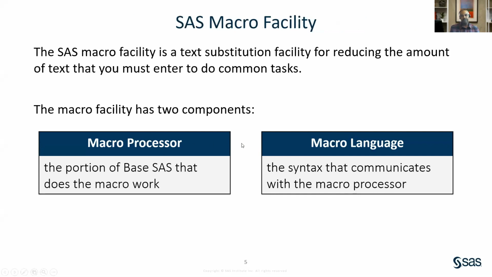There are two components of the macro facility. There is the macro processor, which is part of base SAS that does the macro work. And then there's the macro language, which is a syntax for you to put together to either use a macro function, create macro variables, or define and execute macro programs. We will explore both concepts.